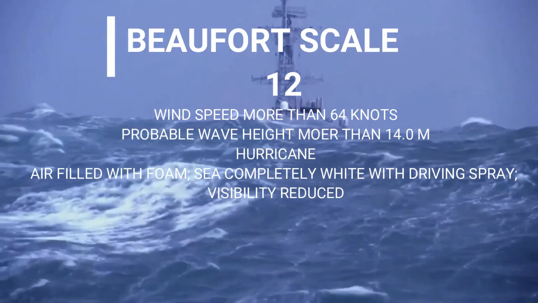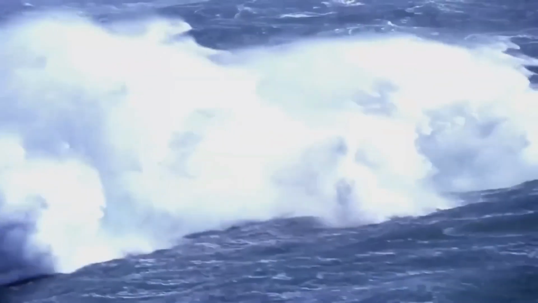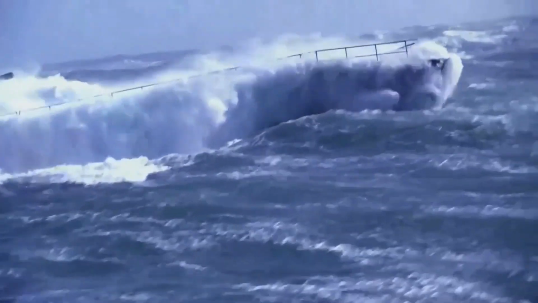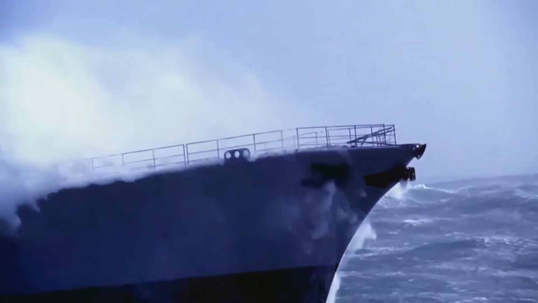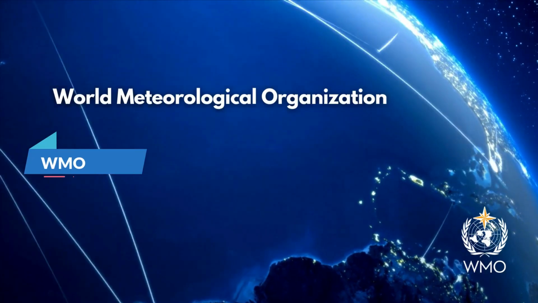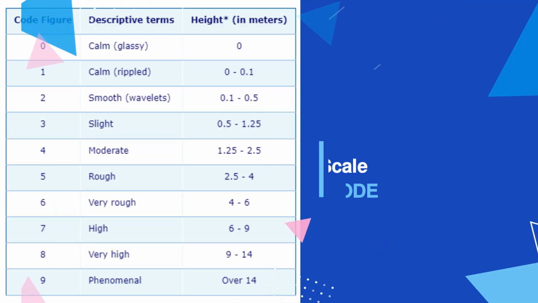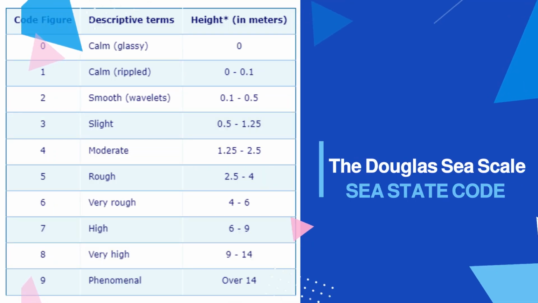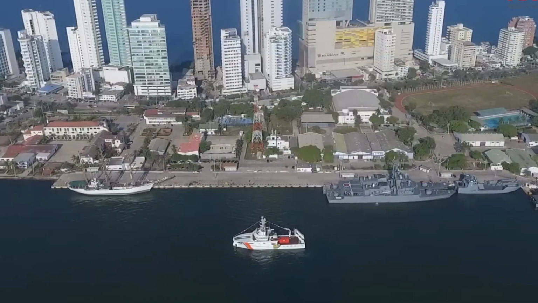Visibility very seriously affected. As you can see, given the complexity of the variables involved, simpler scales are used for quick and concise descriptions of sea conditions. So, the World Meteorological Organization, or WMO, uses a sea state code derived from the Douglas Sea Scale to make the identification of the sea state easier. Here's a quick rundown of the WMO sea state code.